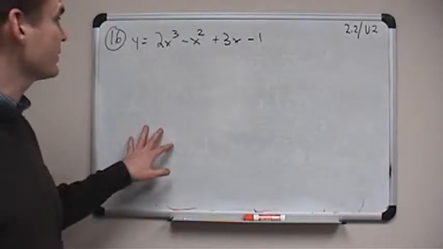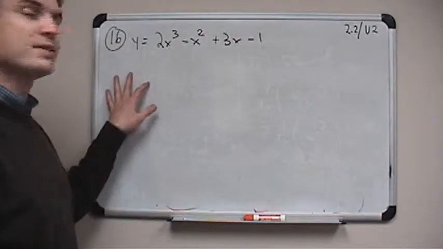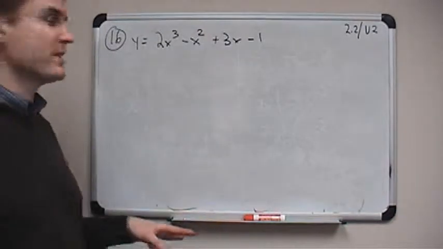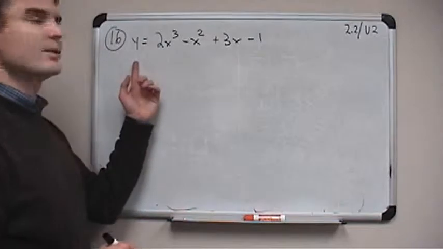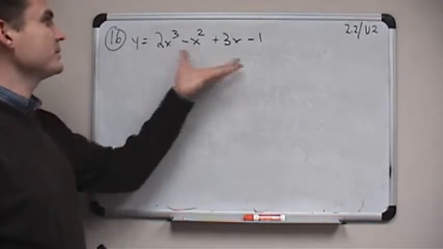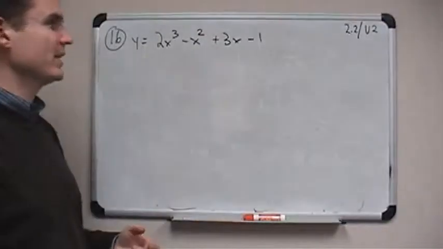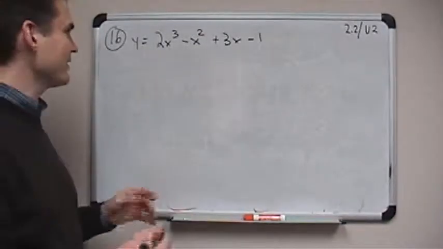Okay, a couple more examples computing derivatives. This is number 16 from the book. Actually, this is a good one to do because it's going to use about every rule we've talked about in this section. Okay, so the function is given to us as y equals 2x cubed minus x squared plus 3x minus 1. Okay, so we're asked to find the derivative.